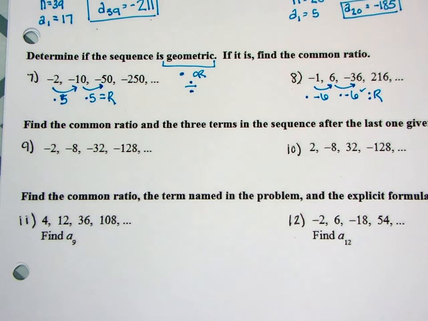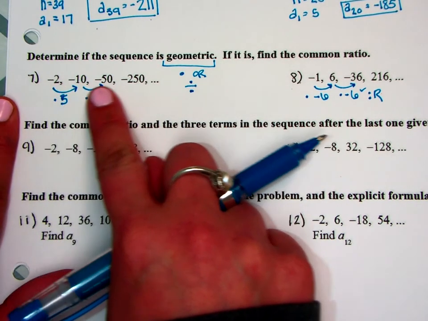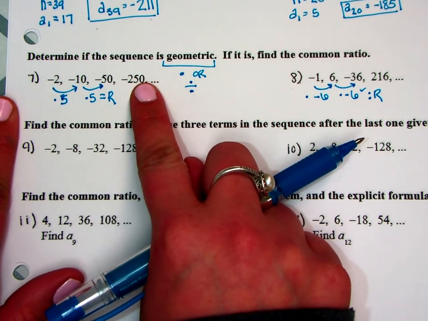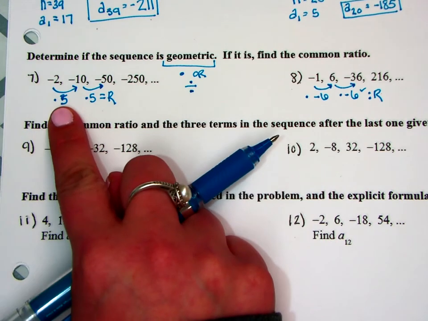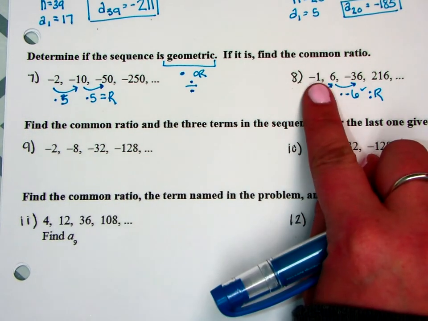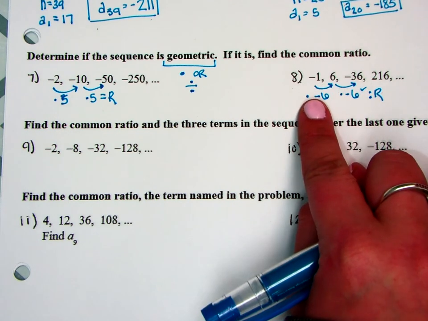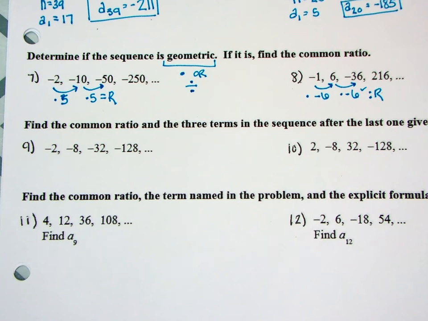Now, one thing I want you to notice is how all of these values are negative. It means that you will be multiplying by a positive. If the sign of the numbers alternates, you'll be multiplying or dividing by a negative. So that's just a little trick to help you.